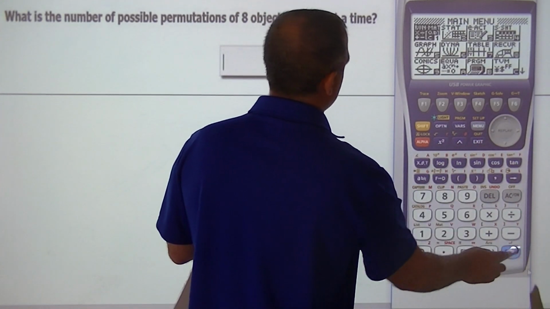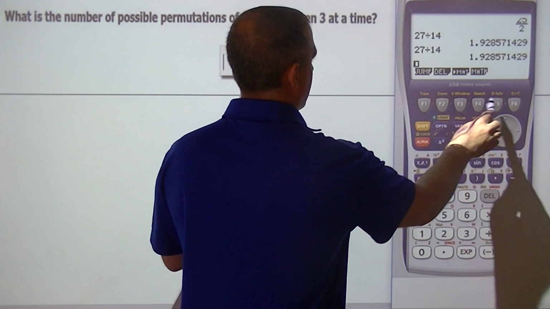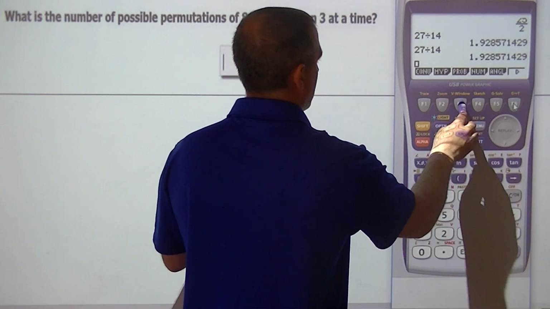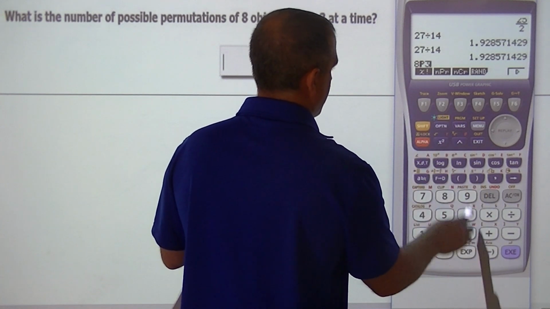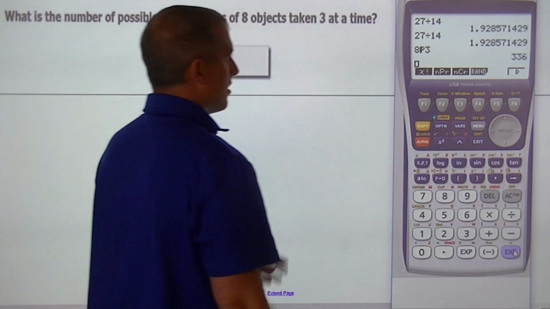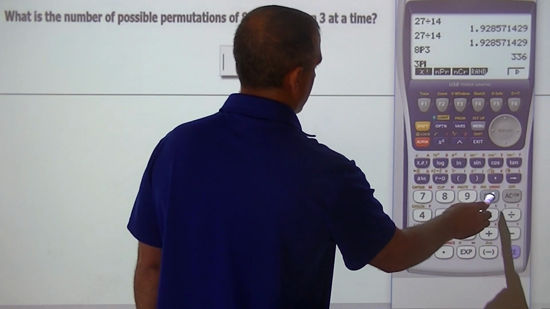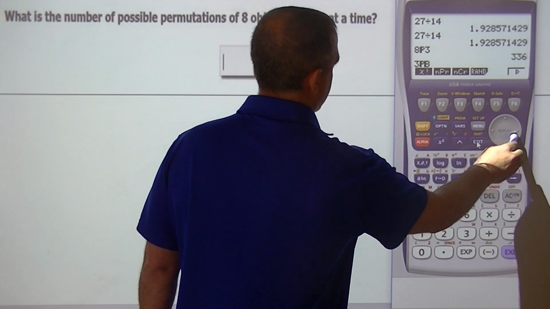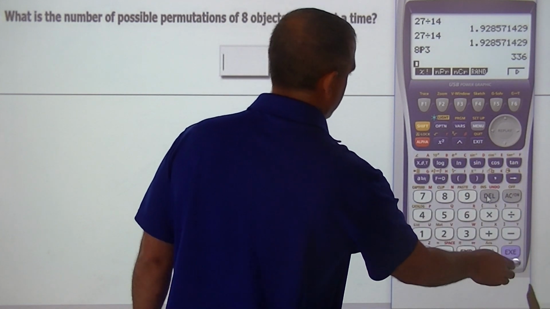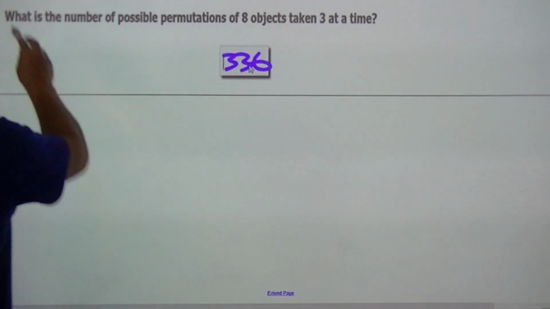So I've done a bunch of questions. All right, so I'm going to go to Option, Scroll, Prob, 8. Then I'm going to select the P, then the 3. Make sure the big number goes there, because if you do it this way, you get an error. So that's why you've got to do it the other way. So that's going to be 336. And I think that's it.